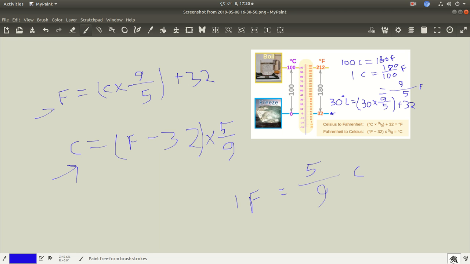So these are the two final formulas, and if you have one, you can derive the other from it simply, and this is the process. You can understand how this formula came into existence.